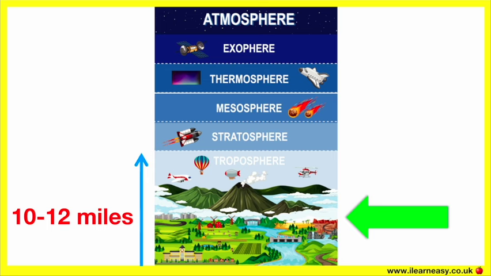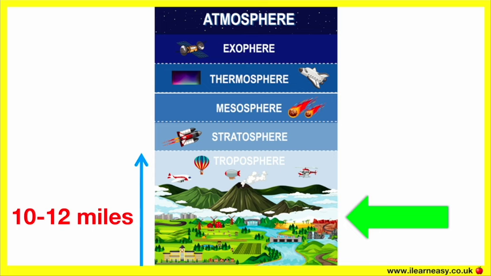The temperature of this layer decreases the higher you go. This is because most of the heat found in the troposphere is generated by the transfer of energy from the Earth's surface. The troposphere is also the densest atmospheric layer. This is because it's compressed by the weight of the rest of the atmosphere above it.